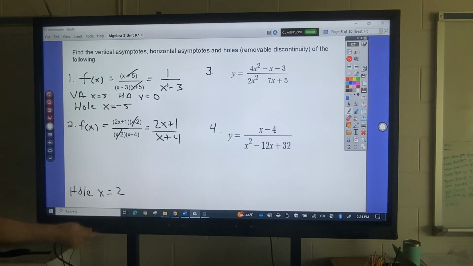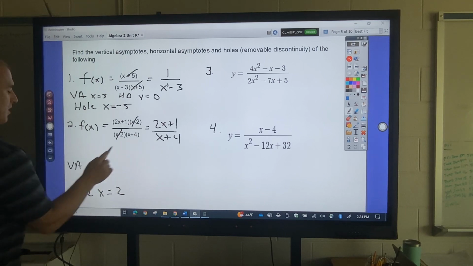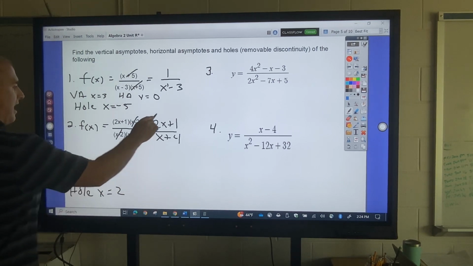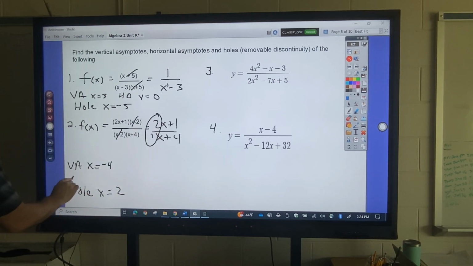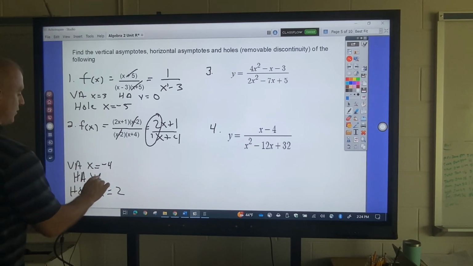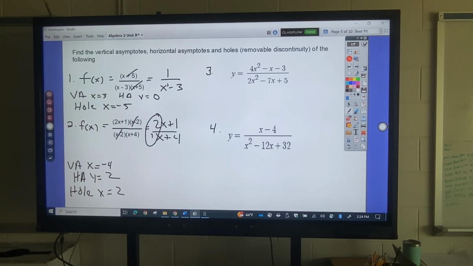I've got what's left over, 2x plus 1 over x plus 4. Well, what scenario do I have there? Vertical asymptote, if I solve that, would be x equals negative 4. I would divide these numbers, which is a 1, so my horizontal asymptote is y equals 2. 2 divided by 1. Okay? These I'm going to want to factor.